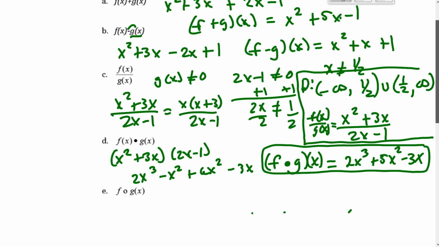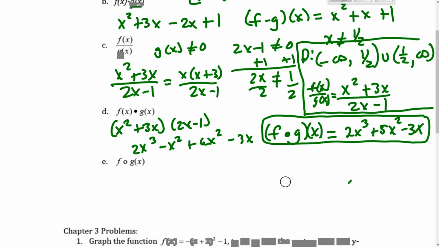Okay, and then here f of g of x. That means that I'm taking g and plugging it into f. Okay, so I'm going to take the g equation, 2x minus 1, and every spot that was an x in f, it's going to be 2x minus 1 instead.